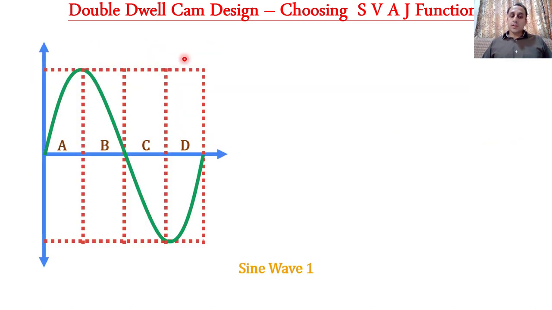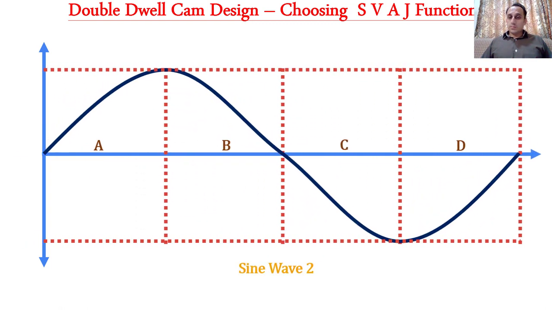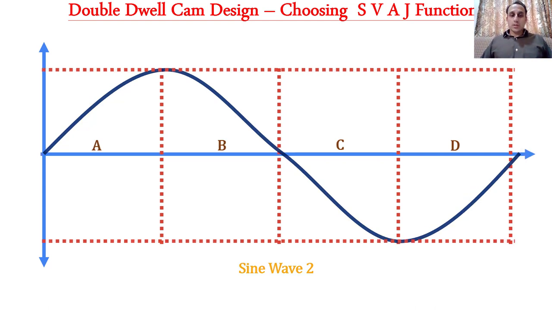So what are the steps? Number one, we have a sine wave of a particular frequency and we divided that sine wave into four parts. This is segment A, this is B, this is C, and this is D. Okay, what else? We have another sine wave which has lower frequency as compared to the previous one, or higher time period. We did the same with this sine wave as well. We divided it into four parts. This is segment A, this is B, this is C, and this is D. Now we have to combine these two sine waves to make one acceleration function.